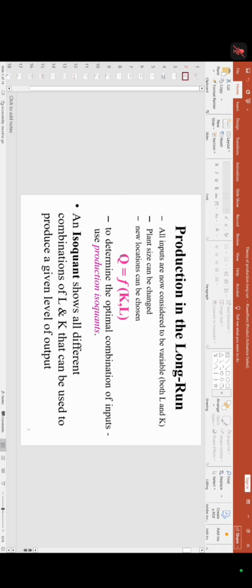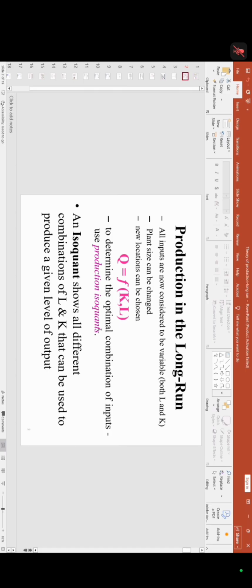Also here in this equation you can clearly identify that production in the long run is a function of capital and labor. That means if you are changing capital or labor, it will definitely impact your quantity of output. If you are increasing or decreasing your quantity, your capital and labor will increase or decrease. In the short run, there are not two variables; only labor is the variable that changes. Capital is a fixed one.